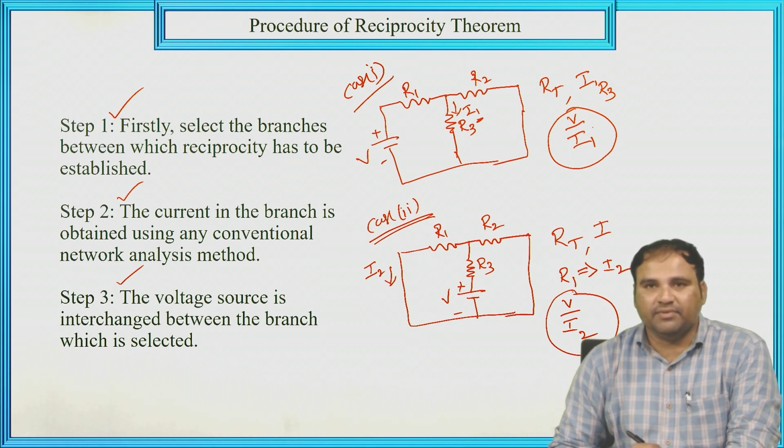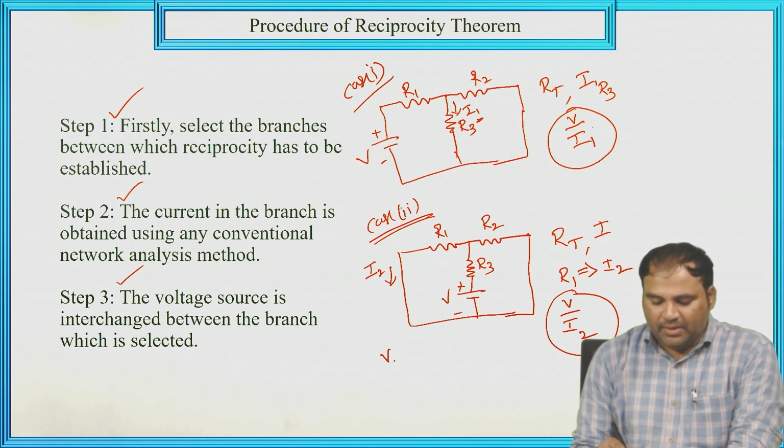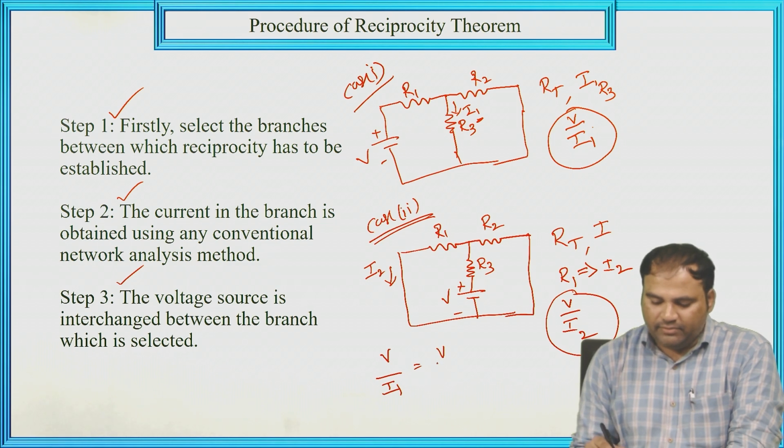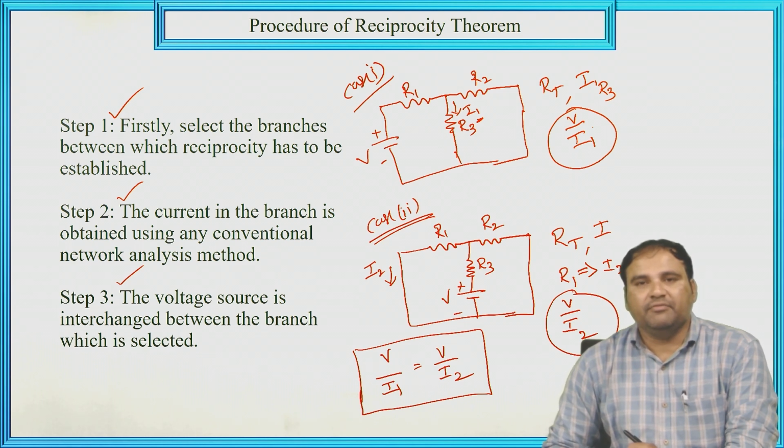If they are not the same, the reciprocity theorem is not verified. So in that case, compulsorily we have to get V by I1 equal to V divided by I2. We have to get it like this. Both answers will be the same in case 1 and case 2. Then only the reciprocity theorem is verified.